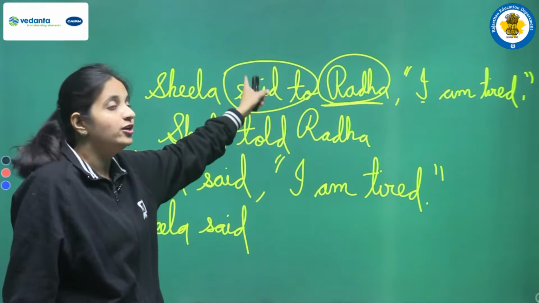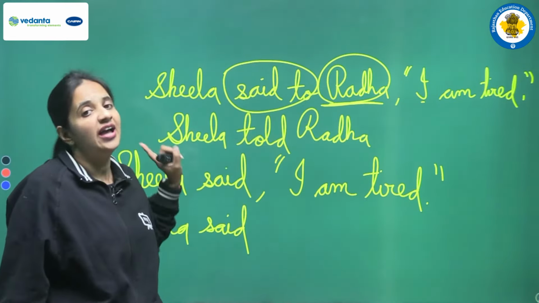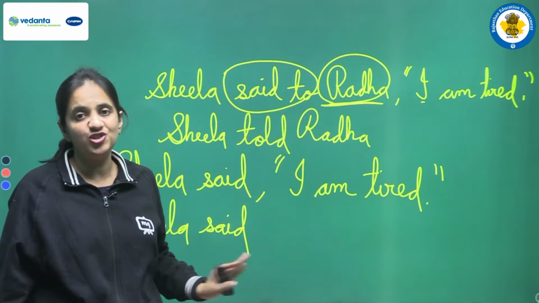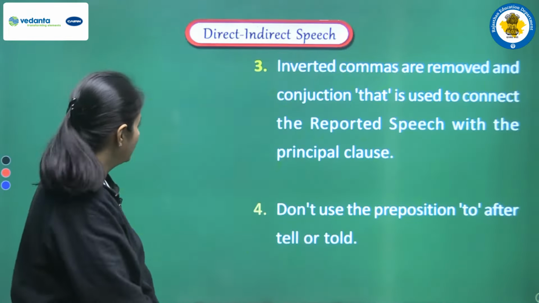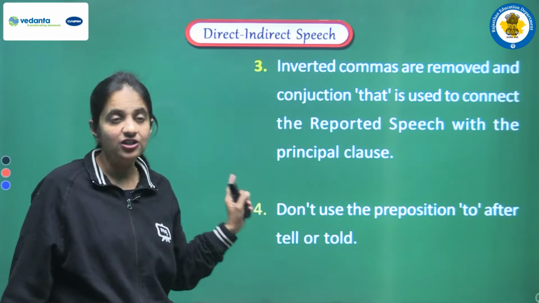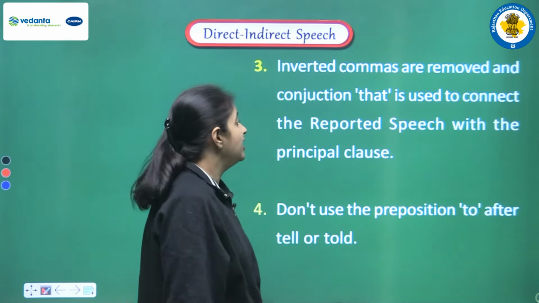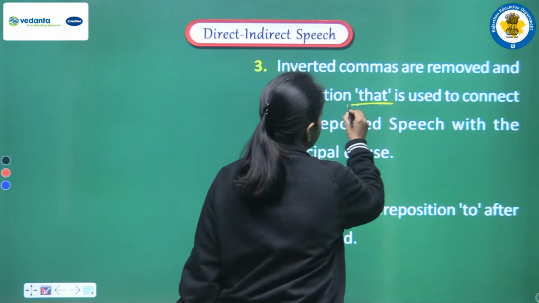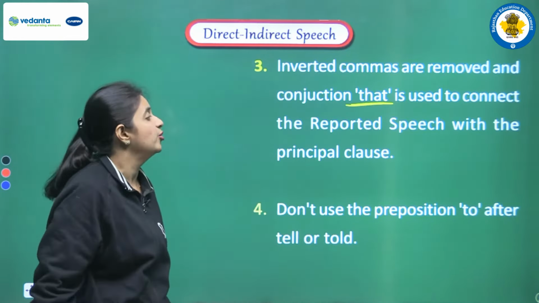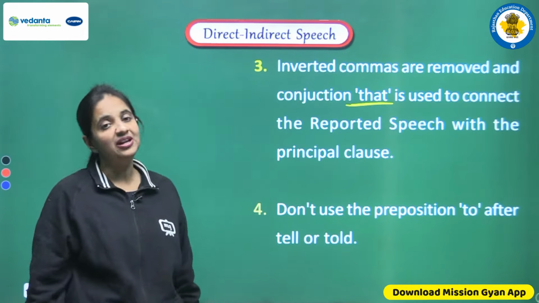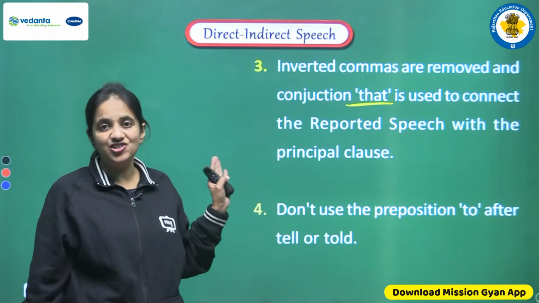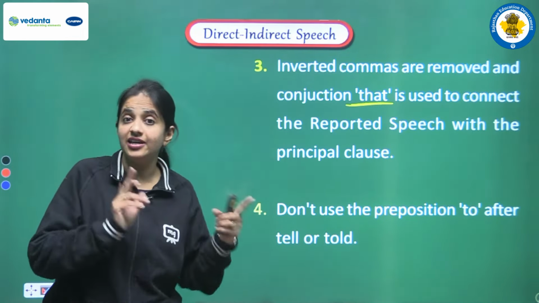So yes, said to is changed into told, and only said is not changed at all. Clear? Now moving on, we have the third rule. Inverted commas are removed and a conjunction 'that' is used to connect the reported speech with the principal clause. So this is the next change that we have to do in the assertive sentence.